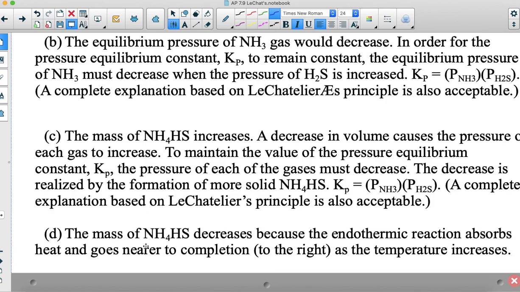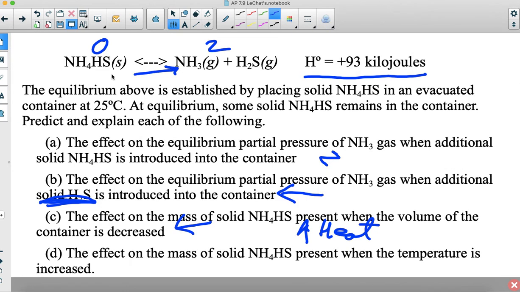The mass of this decreases because the endothermic reaction absorbs heat. It goes nearer to completion, more to the right, as the temperature increases. Phew. I was worried there was going to play some trick with like the solid didn't matter. But the reaction keeps happening, and that decreases our amount of solid, drives the reaction forward. So this is going to be forward. So our arrows were tricky: back and forth, backwards, backwards, forward.